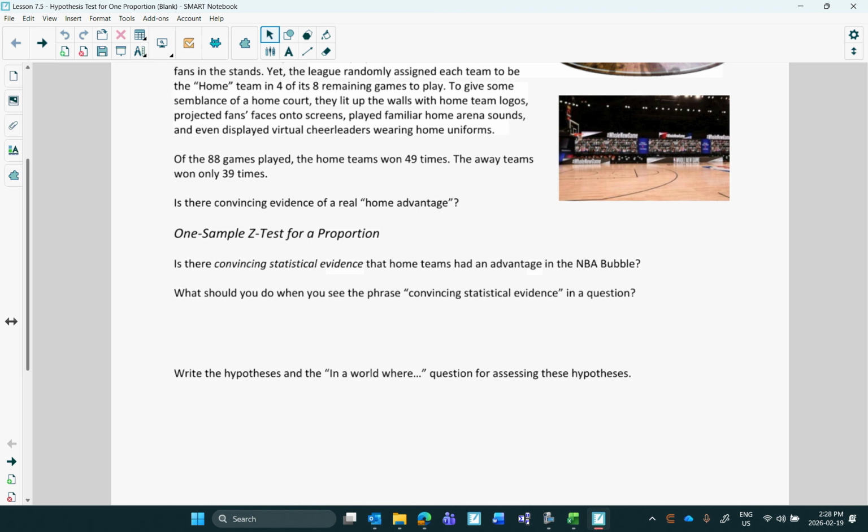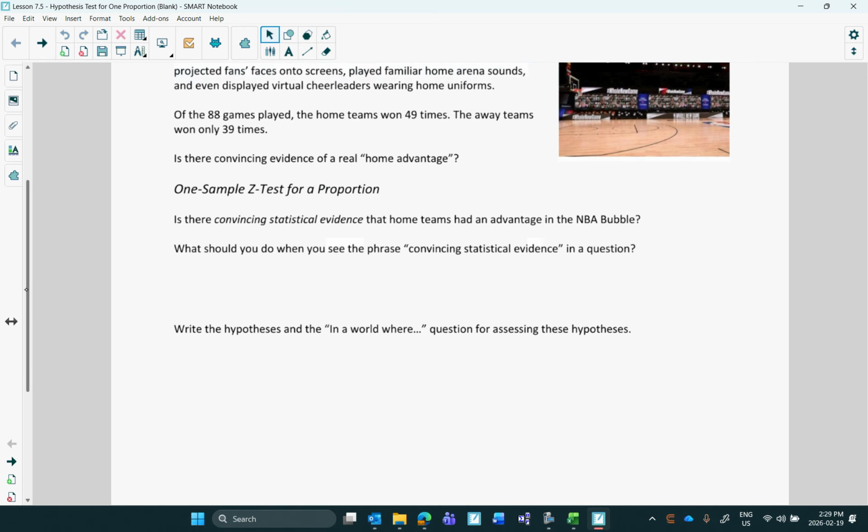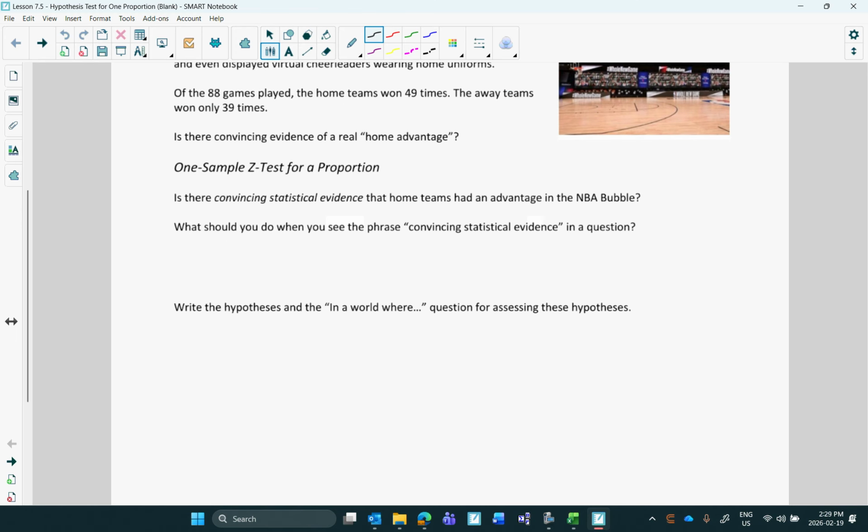So to do that, just to refresh your memory, when we did confidence intervals, we talked about a one sample Z interval for a confidence interval. When we talk about a hypothesis test, we are talking about a one sample Z test for a proportion. Okay? So just to review what we did last class, is there convincing evidence that they had an advantage? What should you do when you see this phrase? You should conduct a hypothesis test.